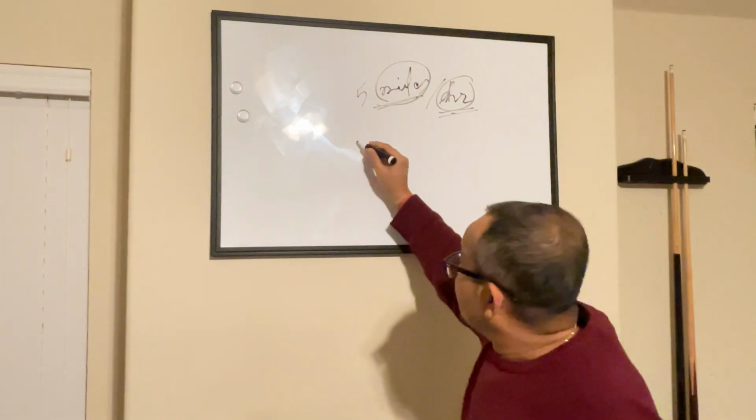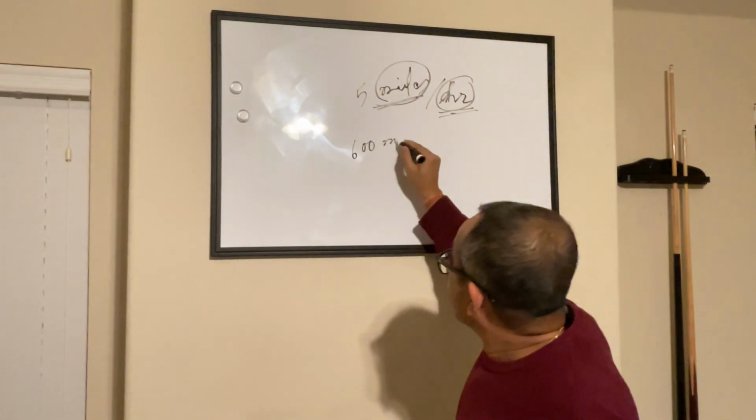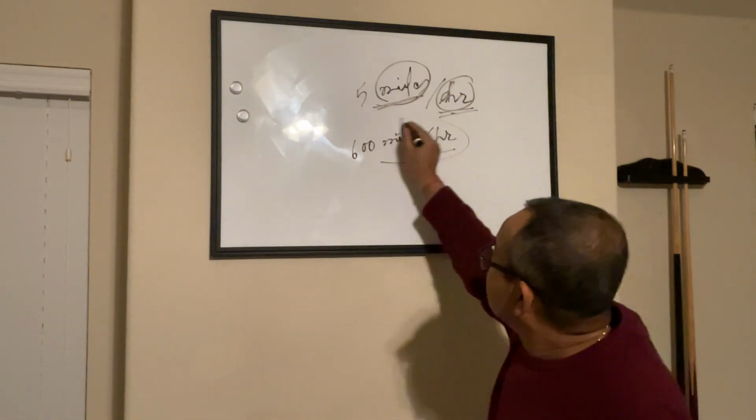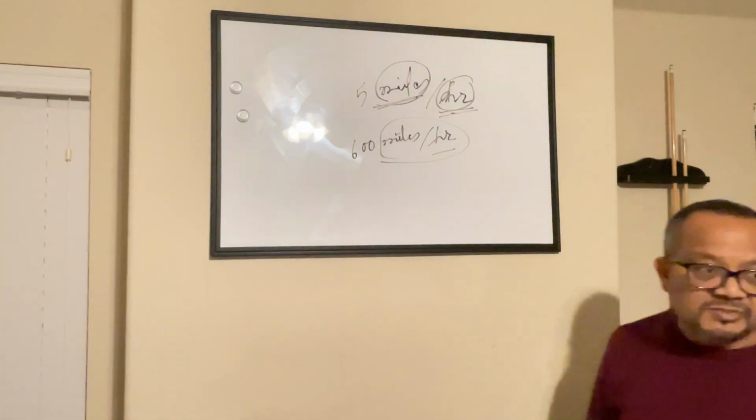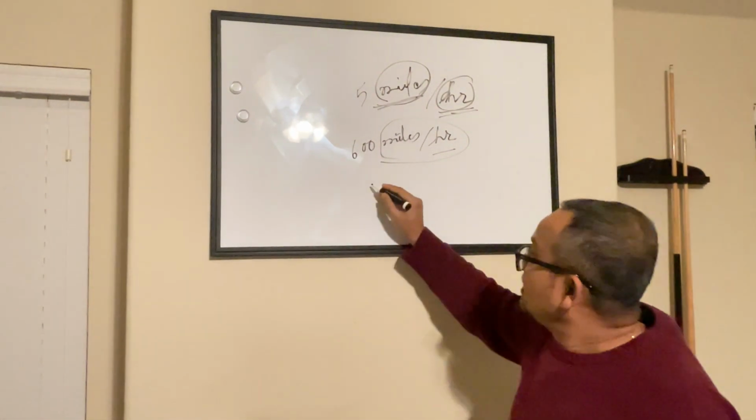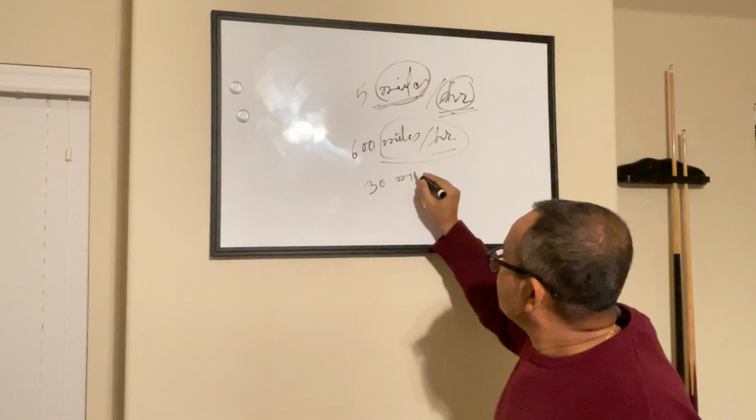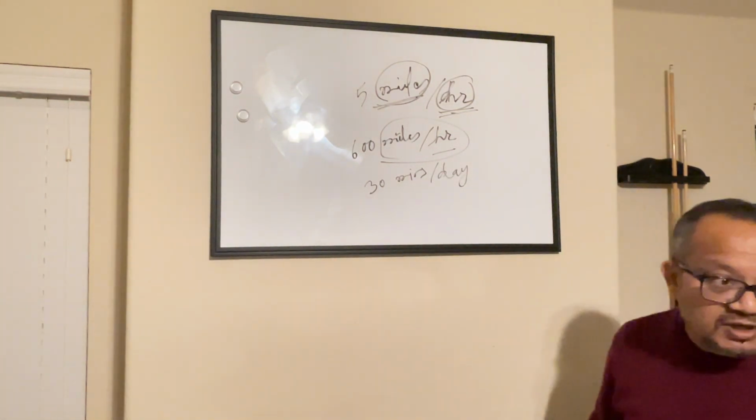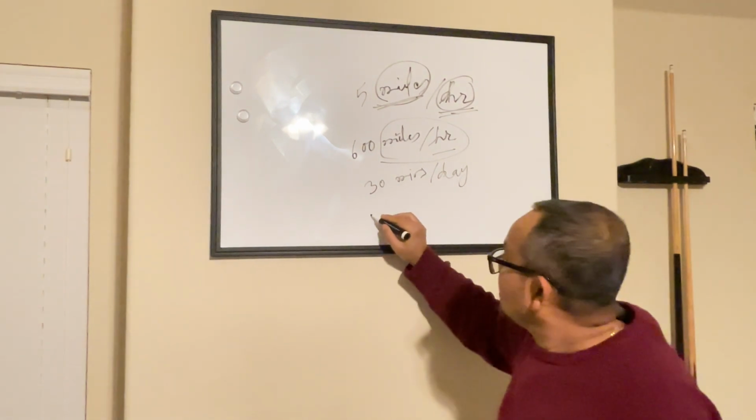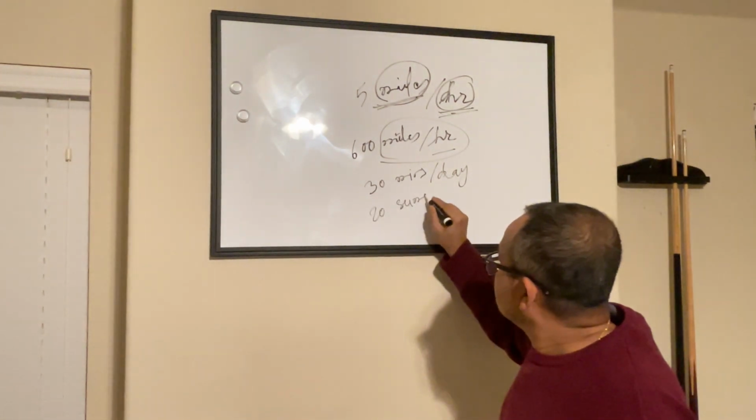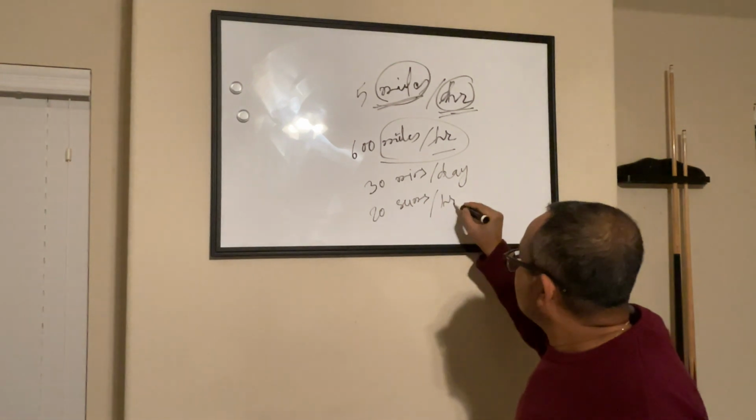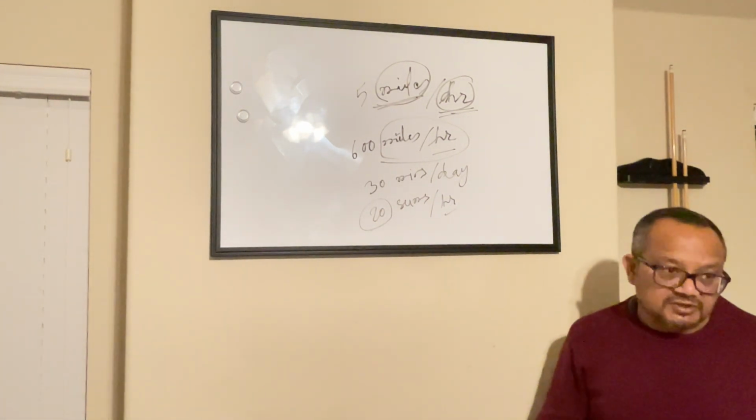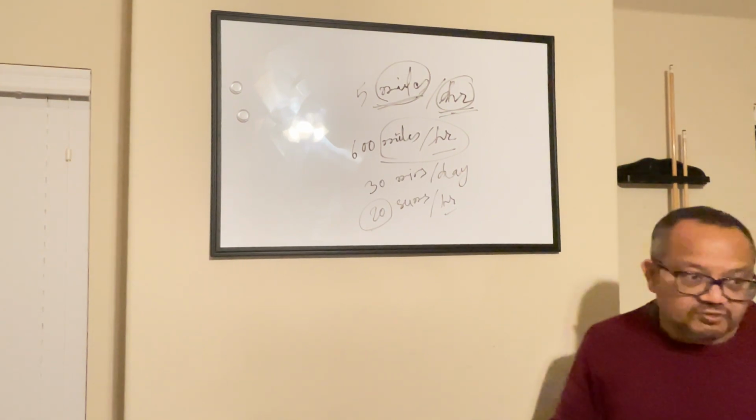The plane flies at 600 miles per hour. This is the rate. I study 30 minutes per day. This is the rate at which I'm studying. I solve 20 sums per hour. This is my rate at which I am solving sums. So this is what rate is.